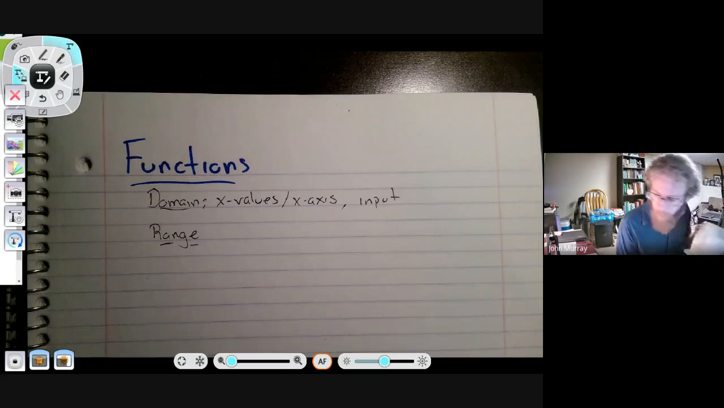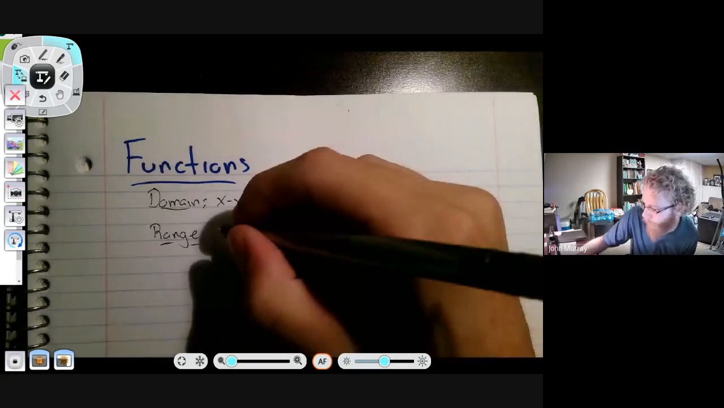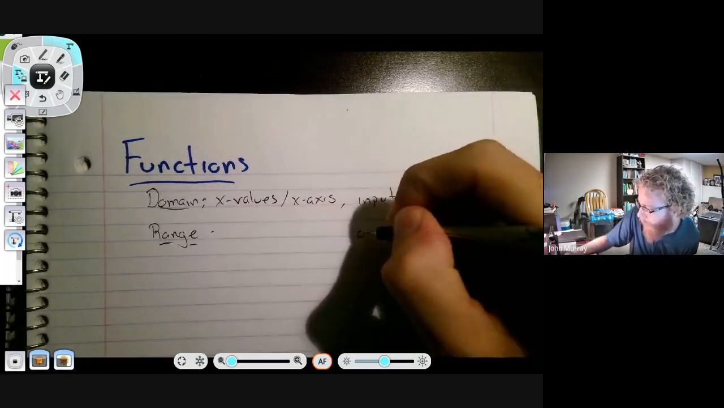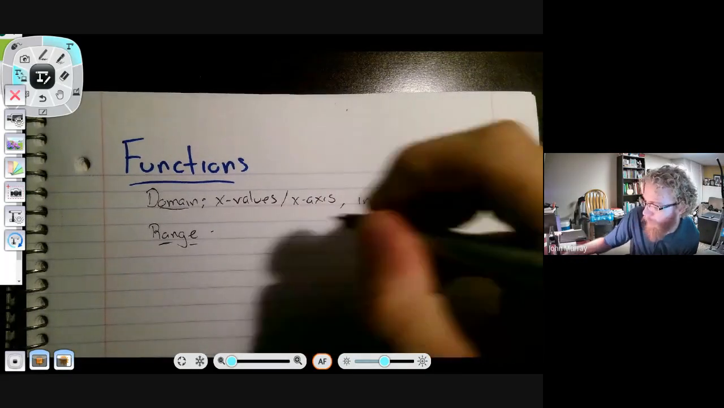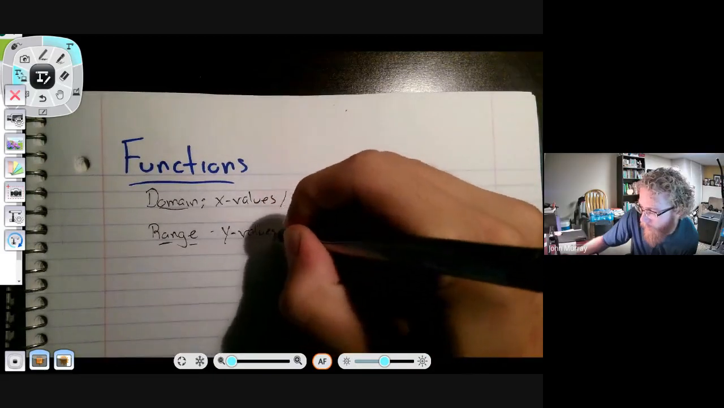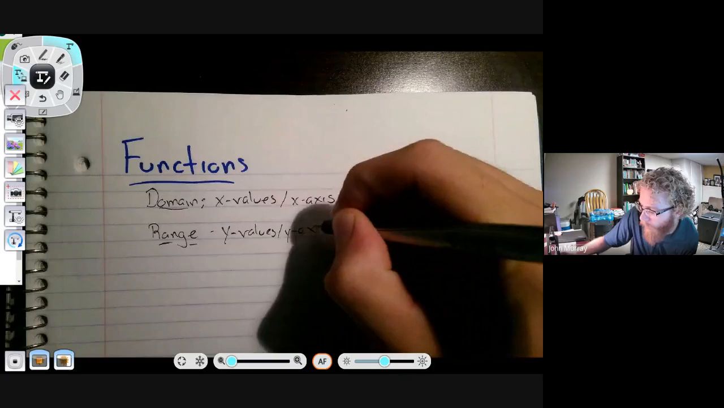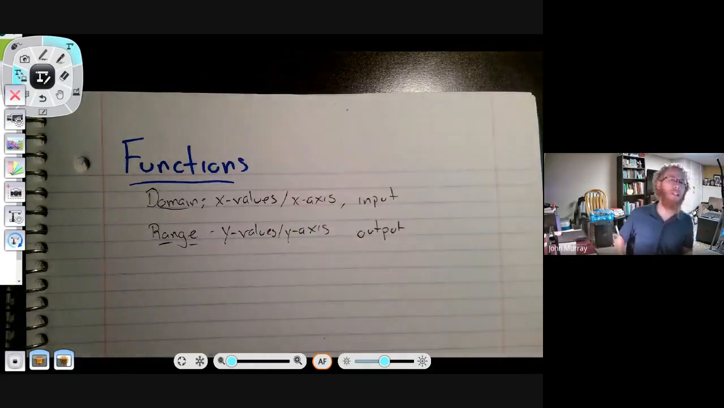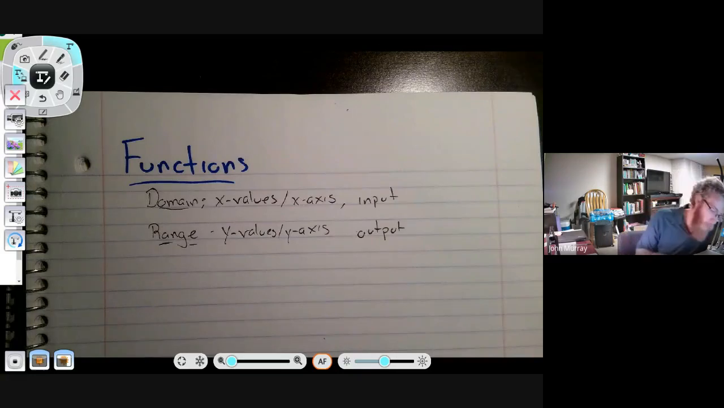Okay, what about the range then? What is the range? The output. All right, the output. I'll put that over here. The y. Okay, right, it would be the y values and the y-axis.